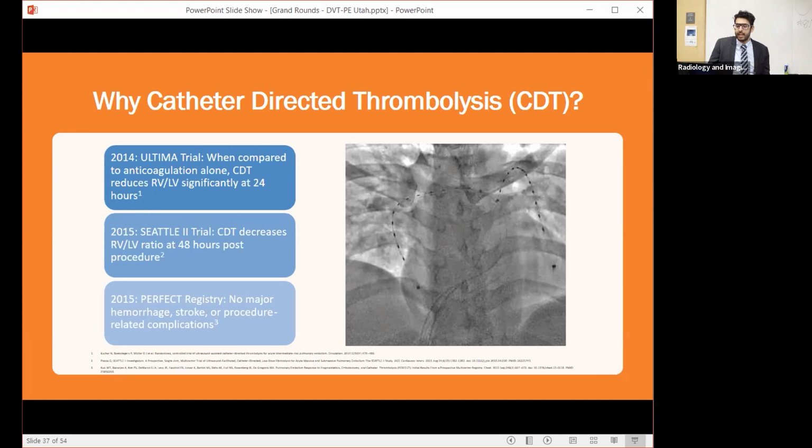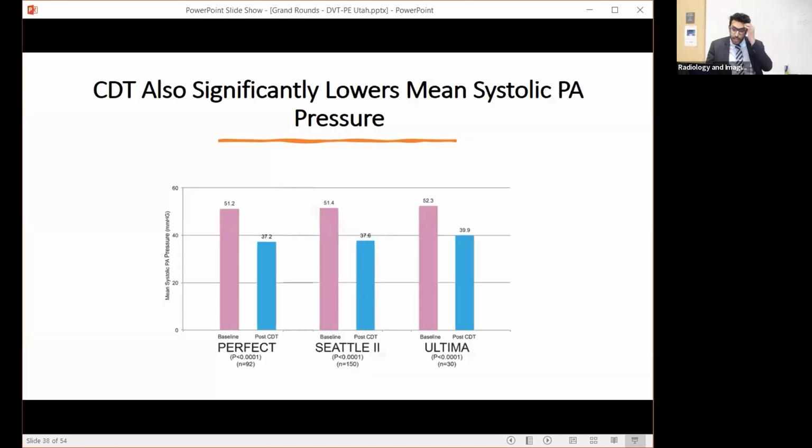Similarly, the 2015 SEATTLE II trial came out where they did just CDT, and they showed pre and post RV-LV ratios at 48 hours were significantly reduced with intervention. And then in 2015, there was a registry published from Stanford, where I was a fellow at this time, that pooled real world data and similarly showed no major hemorrhage, stroke, or procedure-related complications, and also showed that the mean systolic pulmonary pressure is reduced. So if you reduce the pulmonary pressure, then in theory that reduces the strain on the right heart. And all three of these studies basically showed a very similar reduction in pulmonary pressure post CDT.